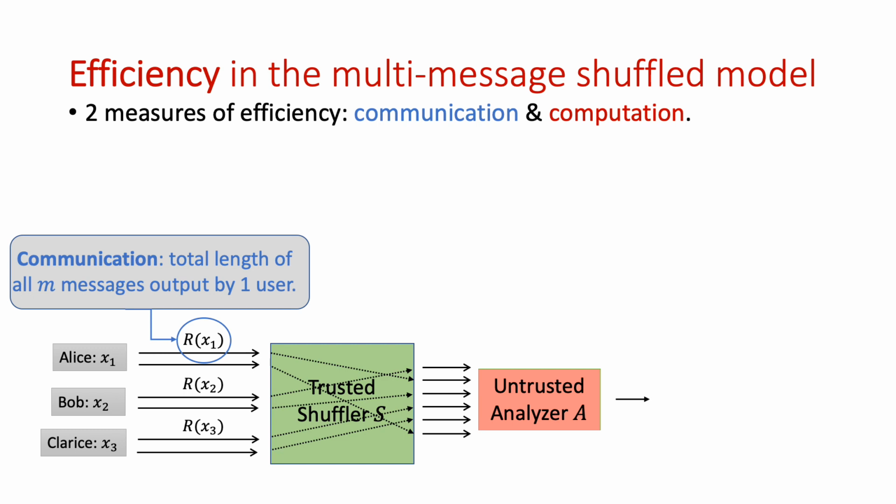Before doing so, I'll first review the measures of efficiency that we will require our protocols to satisfy. The first is communication complexity, and that's very straightforward. It's just the total length of all m messages output by a single user, which is measured in, say, the number of bits.